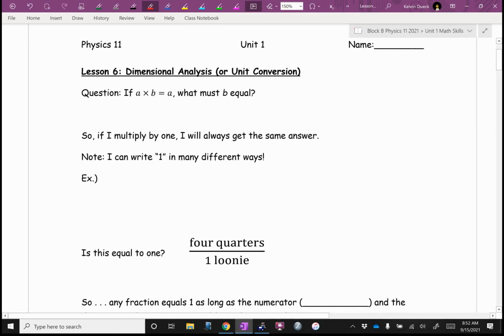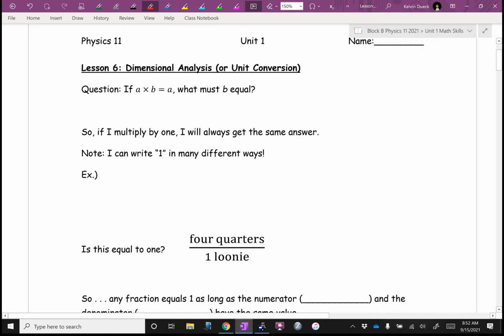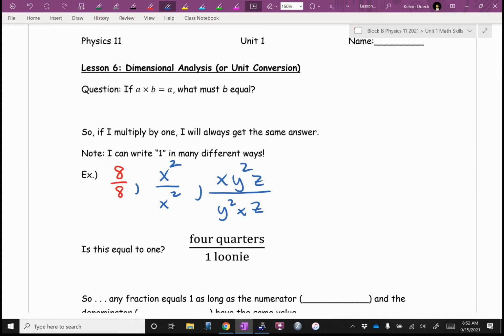But I can write 1 in many, many different ways. Is that a 1? Yes? Is that a 1? Yes? Is that a 1? Let's see. Those would cancel. Those would cancel. Those would cancel. In a fraction, everything cancels. Yeah, that's a 1. That's a 1.